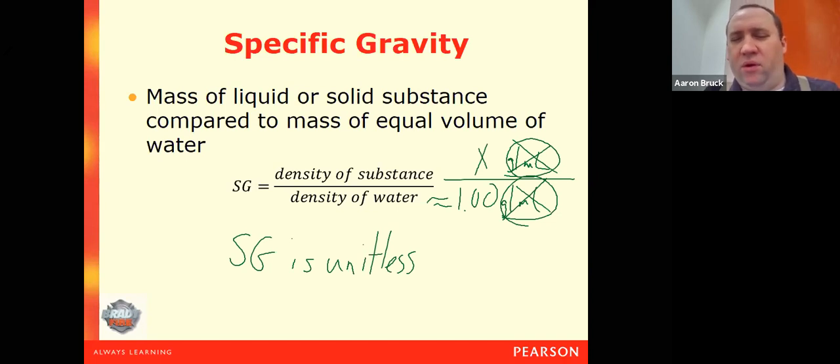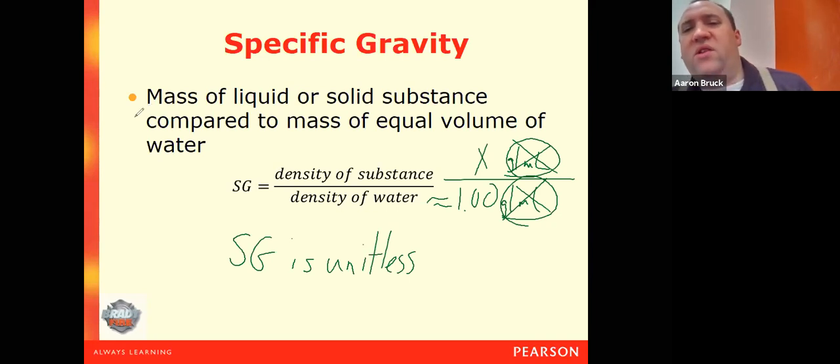So for example, gold has a density just above 19. Its specific gravity is about 19. We would say that gold is 19 times more dense than water. A substance like isopropyl alcohol, I believe, has a density of about 0.79. So its density is 0.79 times that of water, or 79% of water. And so those little things can help.